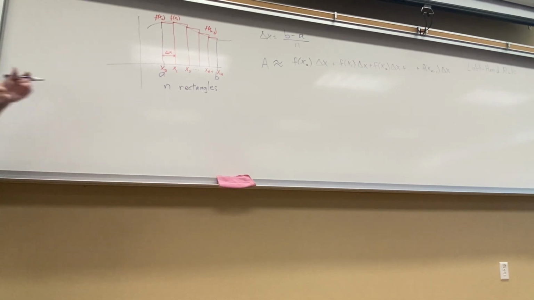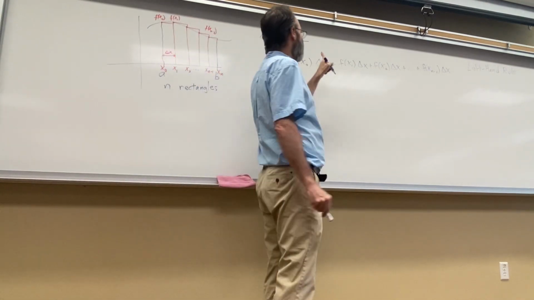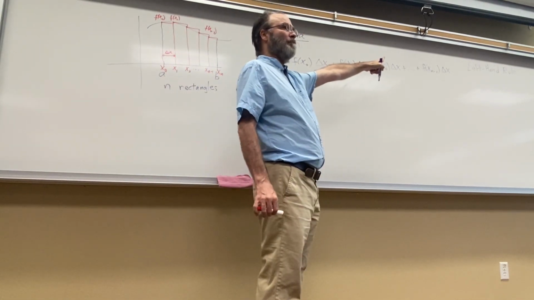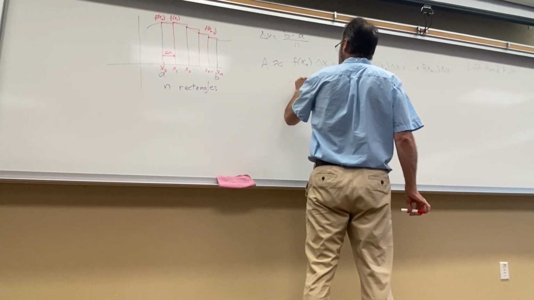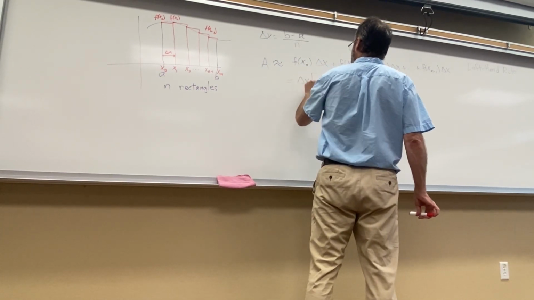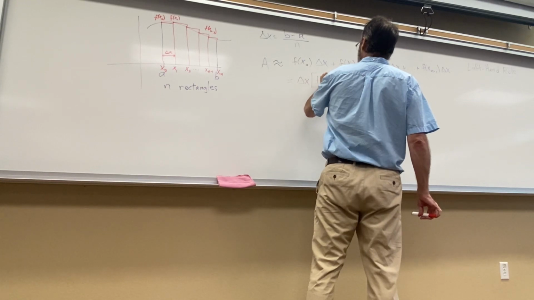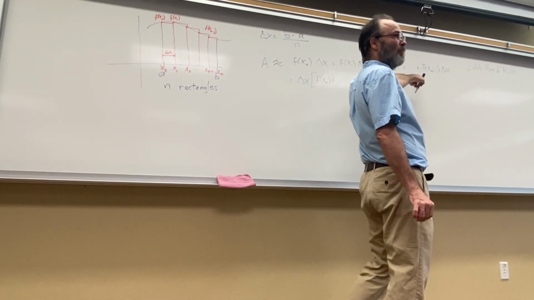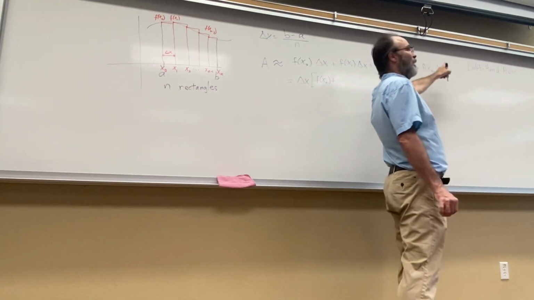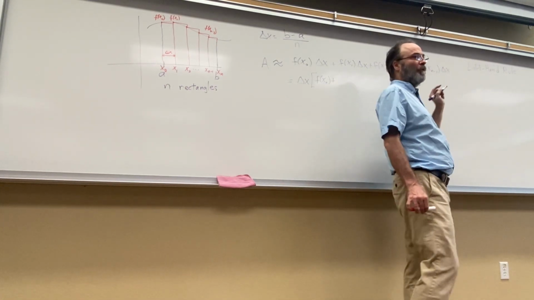Now we can clean this up a little bit. Notice that every single term has a delta x in it, so we can factor that out. Why are you adding the dots? The dots are just all the extra terms in between. So 1, 2, 3, dot, dot, dot, out to 15 or 16 or 30 or however many we have.